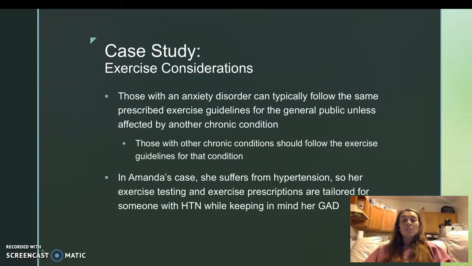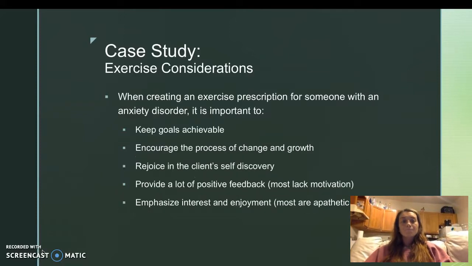Some more considerations for someone with an anxiety disorder. Those with an anxiety disorder can typically follow the same prescribed guidelines for the general public unless they're affected by another chronic condition. So those with other chronic conditions should follow the guidelines for that condition. In Amanda's case, she suffers from hypertension, so her exercise testing and exercise prescriptions are tailored for someone with hypertension while keeping in mind her generalized anxiety disorder.